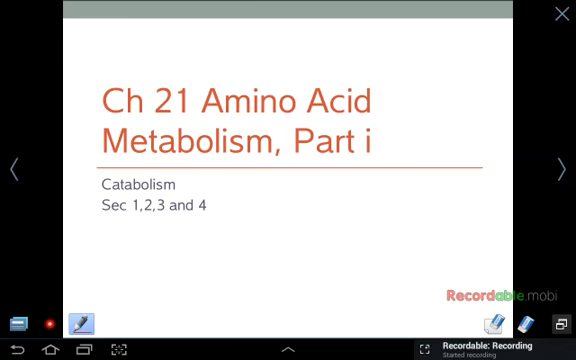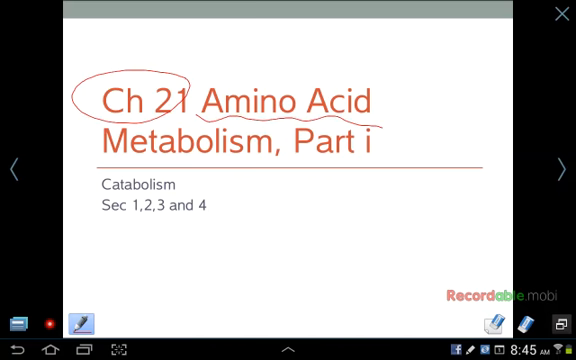Hi everybody. Today we are going to be starting chapter 21, which is going over amino acid metabolism. Again, I'm breaking this chapter up into two parts. Part 1 being catabolism, and then part 2 would be anabolism of amino acids. So in this lecture we are covering sections 1, 2, 3, and 4.